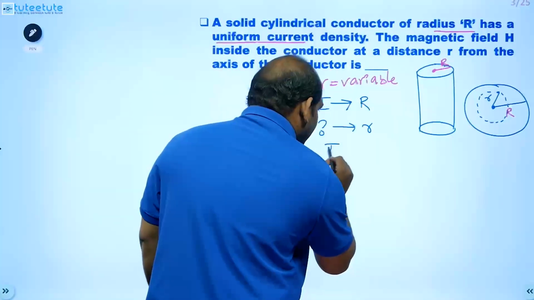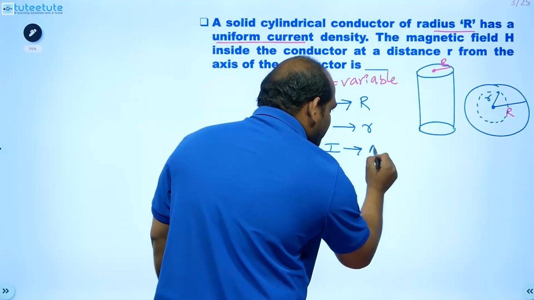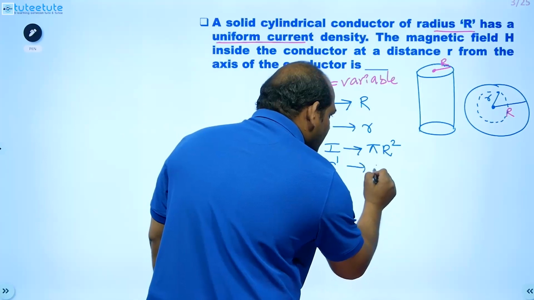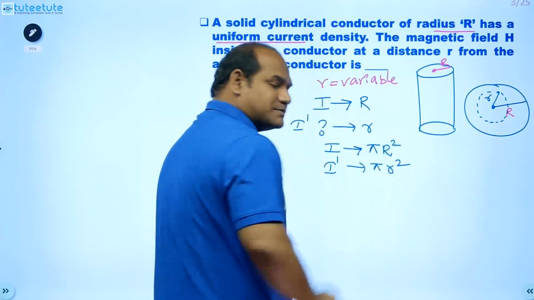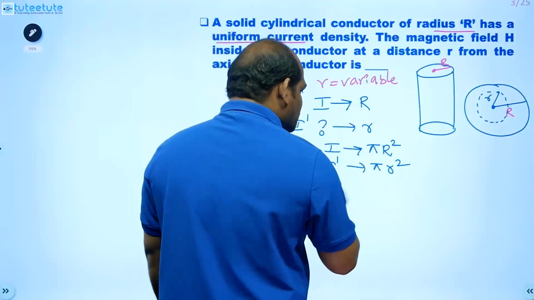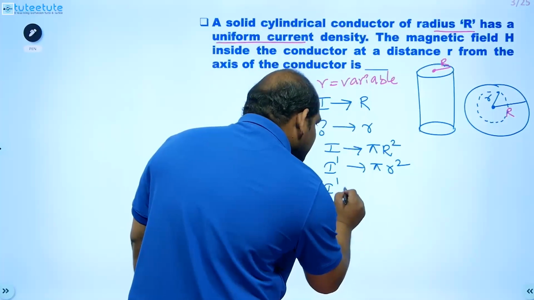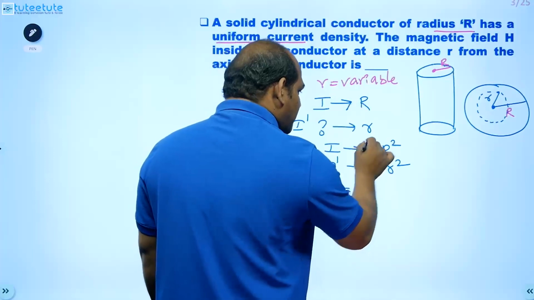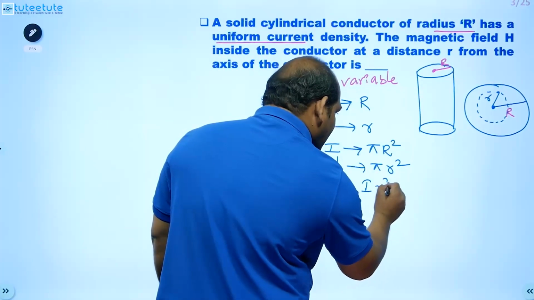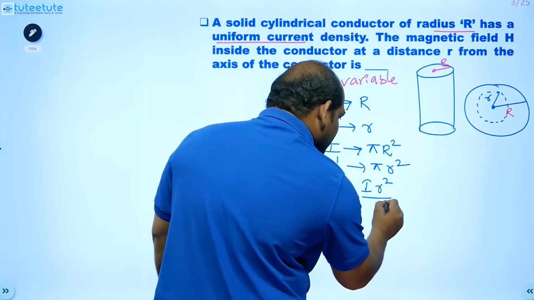So I is related to pi R square. So I dash is related to pi small r square. Okay. Now just cross multiply this one. So what you will get here? I dash is equal to, pi will be cancelled. So I dash is equal to I r square by capital R square.